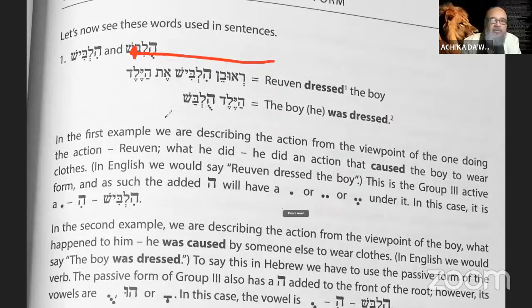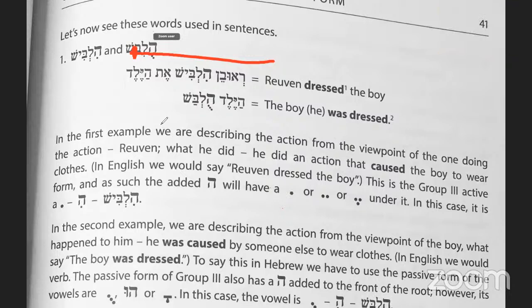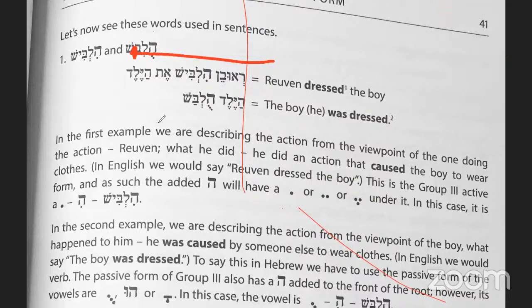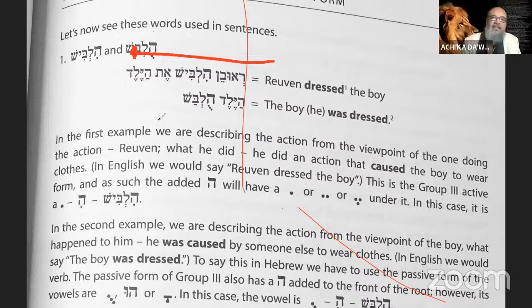Rauban. Yeah. Uvain. Uh-huh. Hilbish. Yes, hilvish. Beach. Yep. Hayeled. Hayaled. There you go.